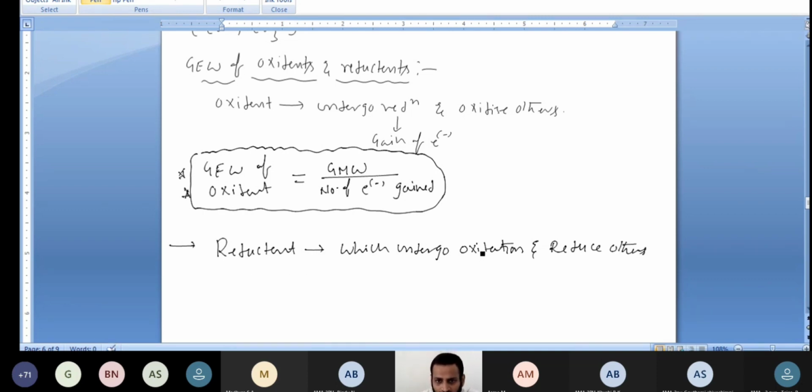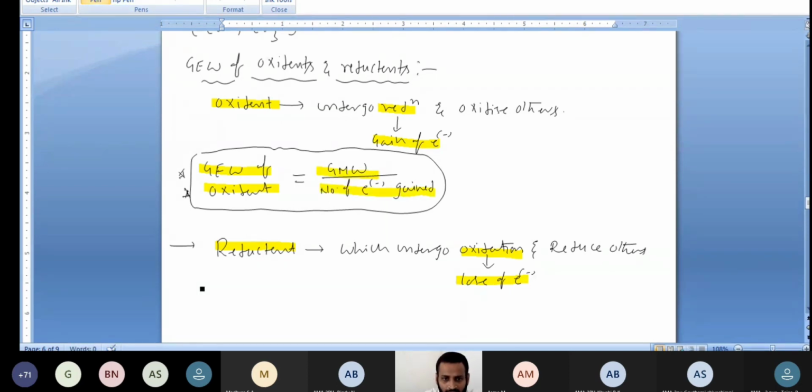So what is the process of oxidation? I told you already. Oxidation means loss of electrons, right? These things are very, very important. The oxidant undergoes reduction, and reduction means gain of electrons. So the reductant undergoes oxidation by loss of electrons. These are the most important. And the gram equivalent weight of the oxidant uses electrons gained.